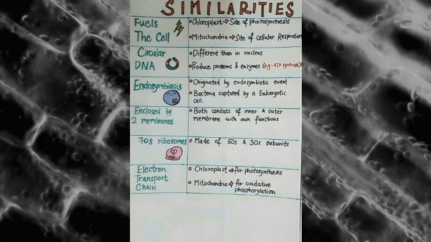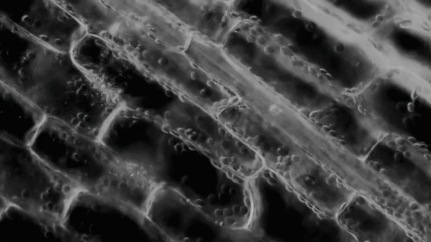Last but not least is the presence of the electron transport chain. In eukaryotes, an important electron transport chain is found in the inner mitochondrial membrane, where it serves as a site of oxidative phosphorylation through the action of ATP synthase. It is also found in the thylakoid membrane of the chloroplast in the photosynthetic eukaryotes.